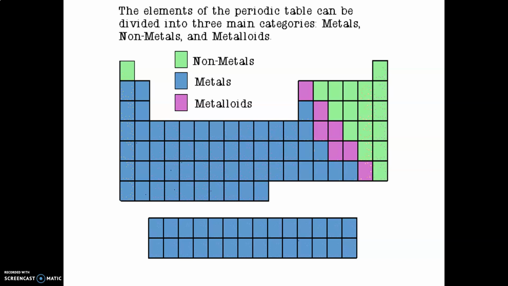The elements of the periodic table can be divided into three main categories: metals, nonmetals, and metalloids.